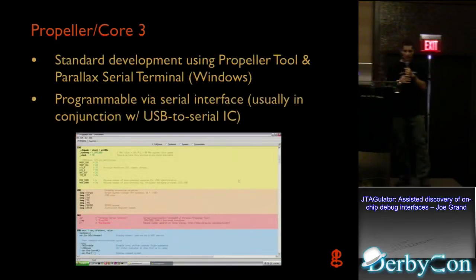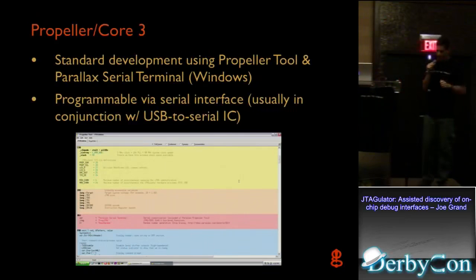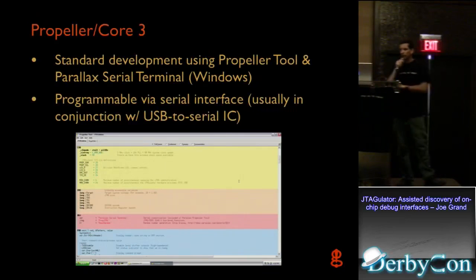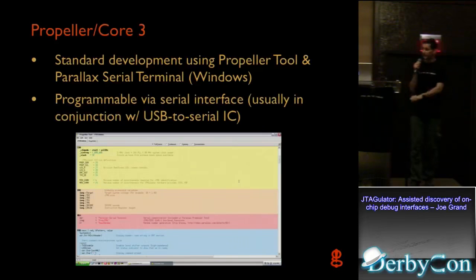Standard development is done with what's called the Propeller tool and the Parallax serial terminal. There is something for OS X that's called Brad Spin tool, which is a third-party tool. And then they are working on a multi-platform Spin tool as well. There is a multi-platform C environment already, but I used Spin for the Jtagulator.